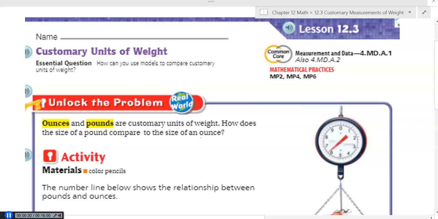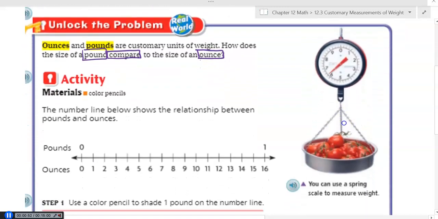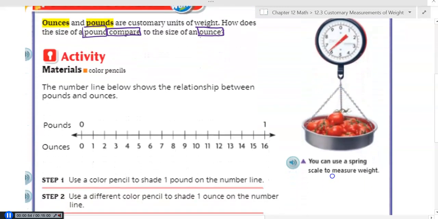Ounces and pounds are customary units of weight. How does the size of a pound compare to the size of an ounce? Well, I don't have any numbers in this problem, but I do have some important keywords that I'm going to box. One of those words is ounce and pound. And also what it's asking me to do, which is compare them. So let's use a number line to compare them.